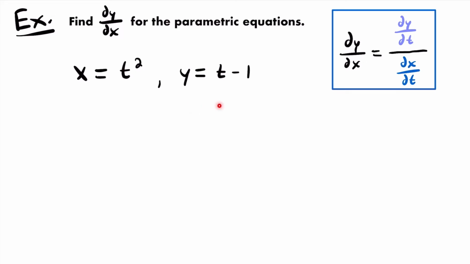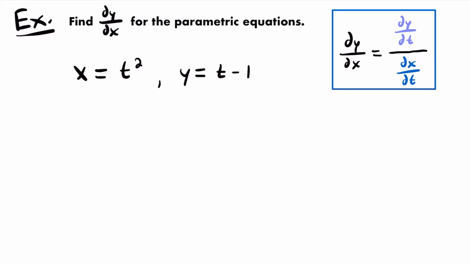Alright, so here's our first example. We want to find dy dx for the parametric equations. And so dy dx in this case is our parametric derivative that we want to find. And we have these two parametric equations that we want to find it for, x equals t squared and y equals t minus 1. And I have our formula here for us to reference. dy dx is equal to dy dt divided by dx dt. And so the first thing that we want to do to find that parametric derivative, or dy dx, is to take the derivative of x and y with respect to t.